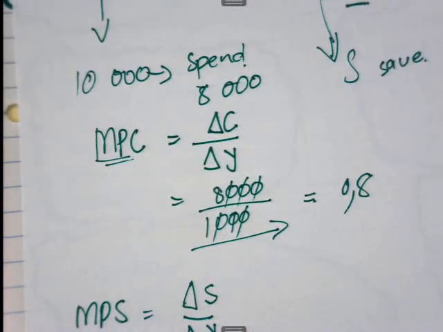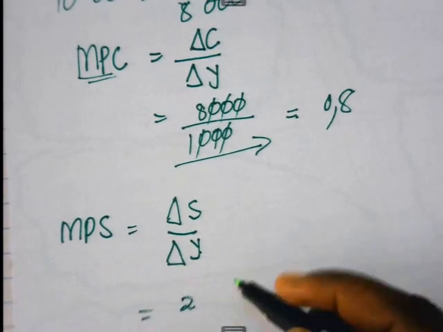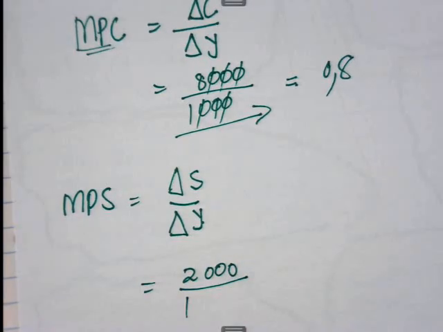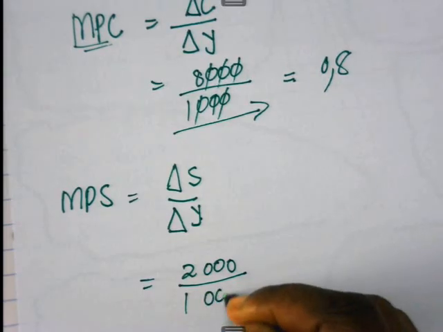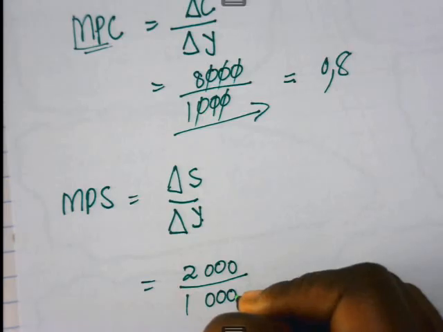Let us go back to the example. We said here, this consumer is earning 10,000 and he is willing to spend 8,000. So it means out of 10,000, 8,000 will be spent. So how much will be saved? It's going to be 2,000 rand. Then we calculate the MPS: 2,000 over how much is the change in income? It's again, sorry, I made a mistake here.